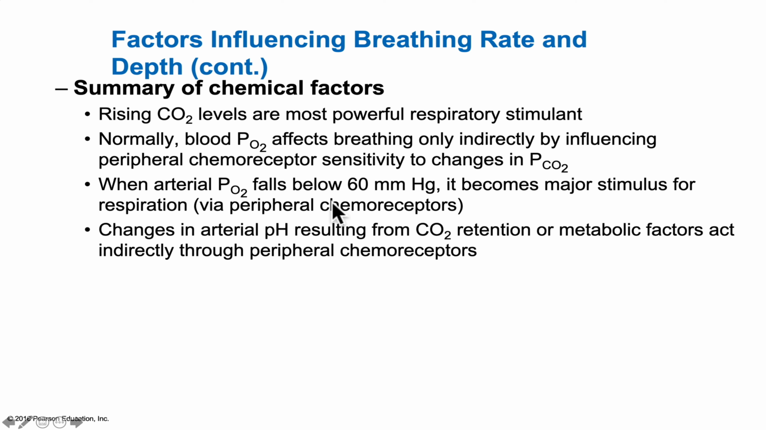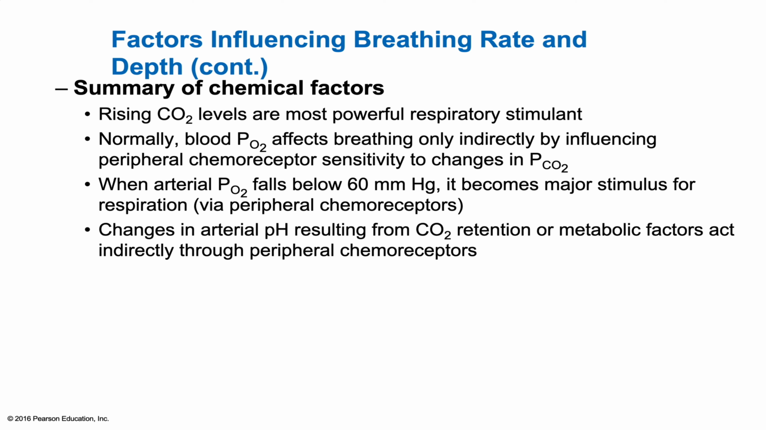When arterial oxygen levels fall below 60 millimeters of mercury, it becomes the major stimulus for respiration. This causes the peripheral chemoreceptors to respond reflexively, increasing ventilation. This may lead to an increase in oxygen loading into the blood, but it also causes low blood carbon dioxide levels along with an increase in blood pH, both of which inhibit respiration.